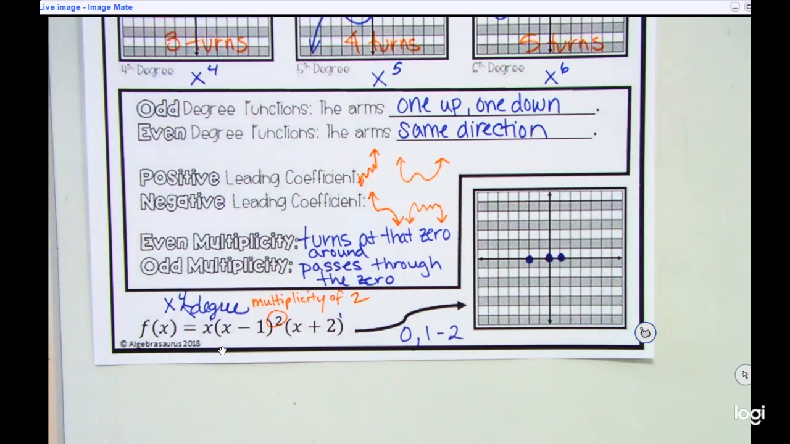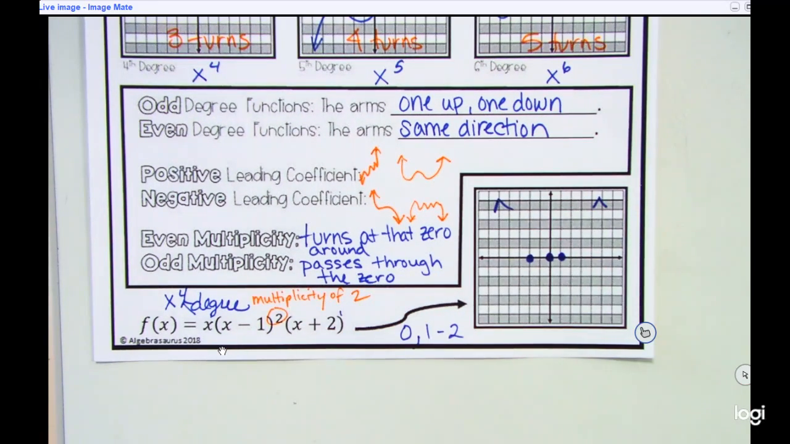So I need to think about that, and you guys are going to get better at this. Right now you're going to be looking to your reference sheet repeatedly, and that's okay. But degree of 4, that's an even. So what do the arms do? They're going in the same direction, right? And are they up or are they down? Why are they up? Because it's a positive. This guy is positive, so both arms are up.